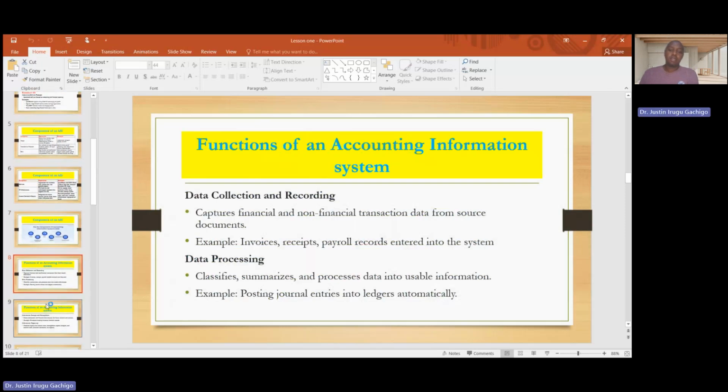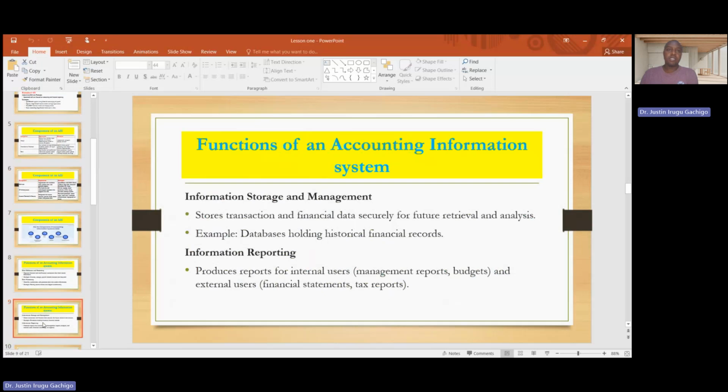The other function is information storage and management. Store transaction and financial data securely for future retrieval and analysis. Example, a database holding historical financial records. So a database can hold financial records for more than 5 years or even more. Information reporting, this accounting information system produces reports for internal use. For example, management reports, budgets, and external user financial statements, even the tax report.